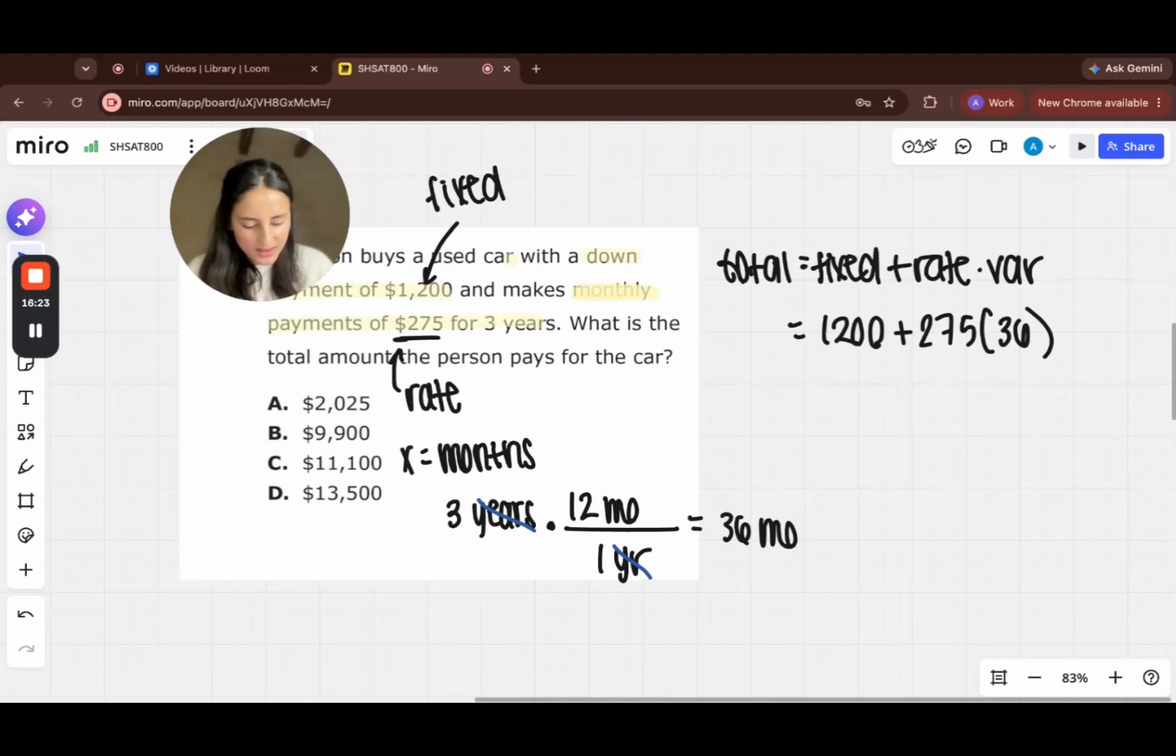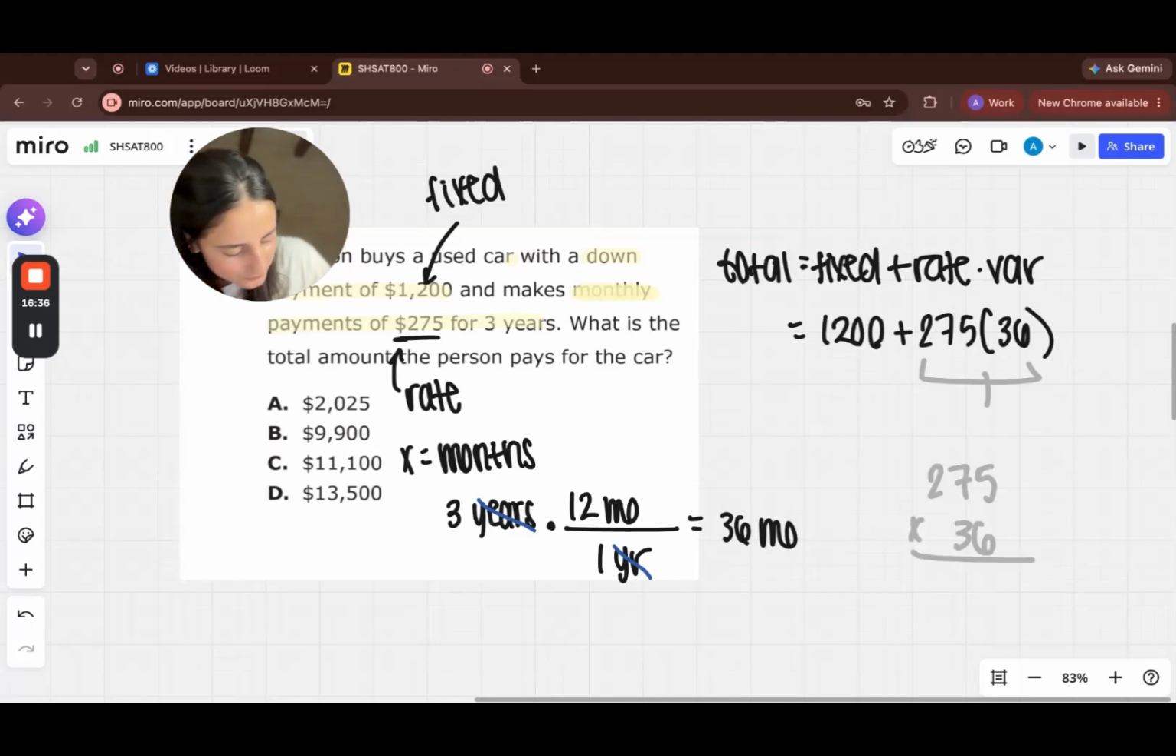Now we just have to go ahead and multiply this. I don't know about you, but I definitely do not know what 275 times 36 is off the top of my head. So I'm going to go ahead and just quickly solve this.